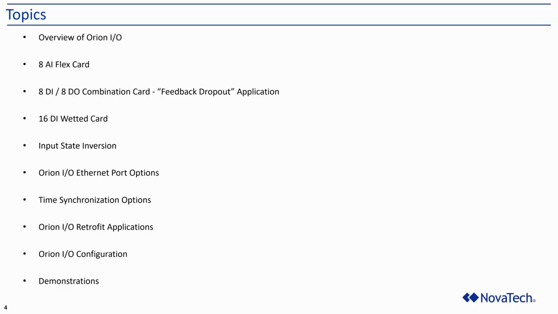We'll discuss what input and state inversion is on the Orion, how to accomplish that. We'll look at some of the different Ethernet port options that are available on the Orion I/O. In regards to IRIG-B, I'll touch on time synchronization options on the Orion I/O. I'll wrap up with a brief explanation on retrofit applications using the Orion I/O, at which point Johannes will go over the Orion I/O configuration and do a couple of demonstrations and go over some commonly asked questions in regards to the Orion I/O.